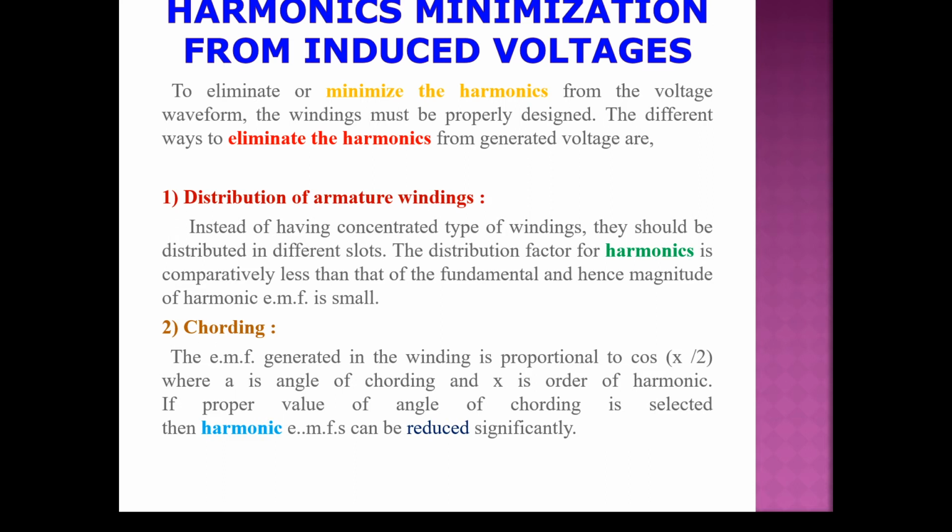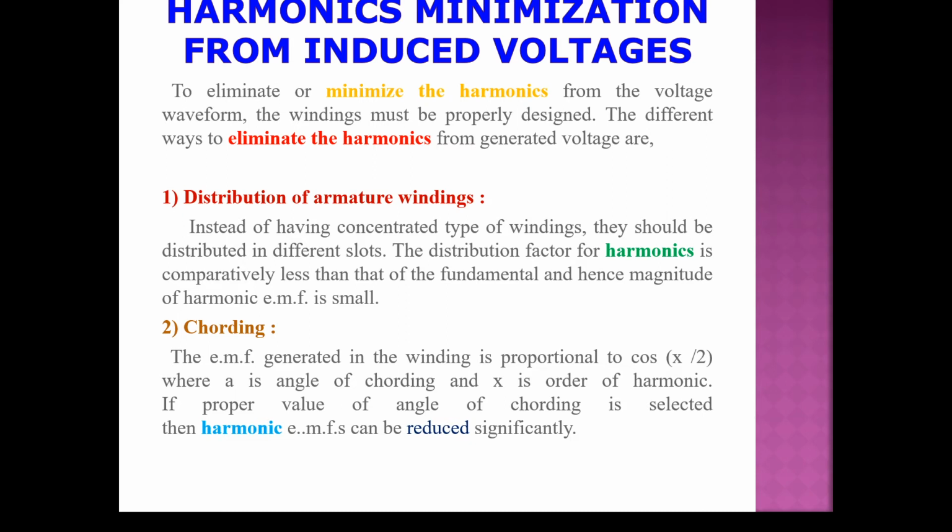Instead of a concentrated type of winding, the winding should be distributed in different slots. The winding should be of distributed type, not concentrated type. The distribution factor for harmonics is comparatively less than that of the fundamental, so the magnitude of harmonic EMF will be small.